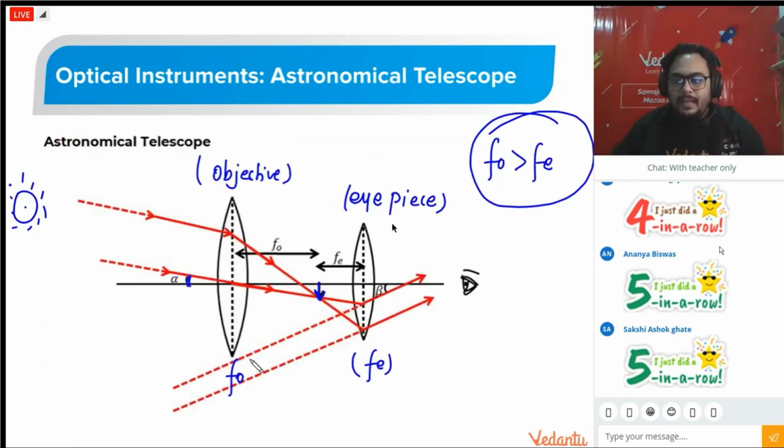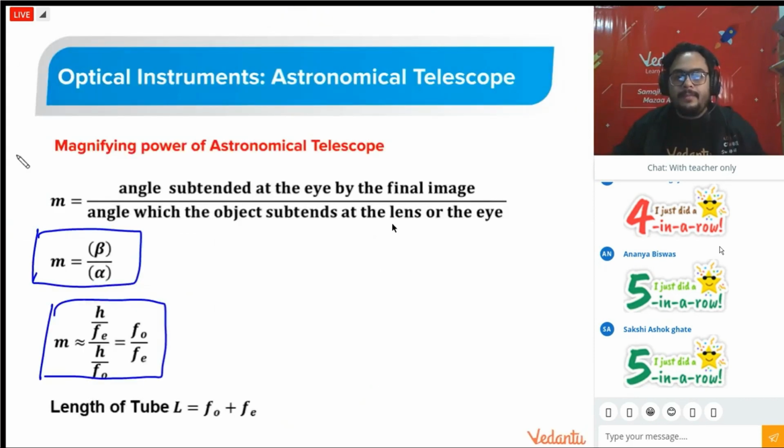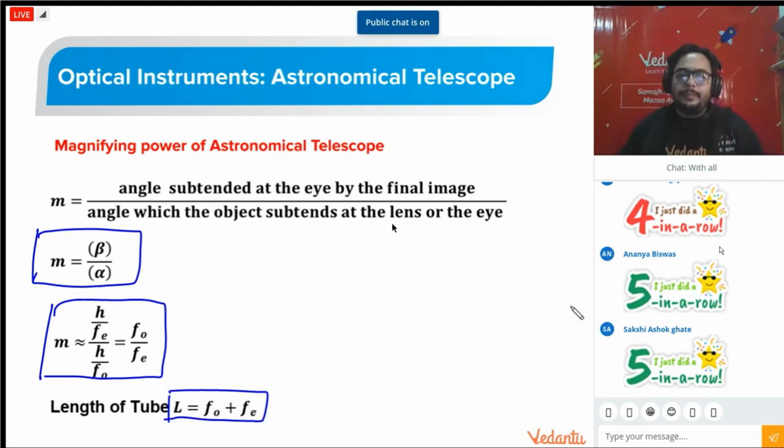And what will be the length of the tube? This is the length L. So what will be the length of the tube? It will be FO plus FE. This is what we remember. Are you getting my point? So this is the most simple one, telescope.